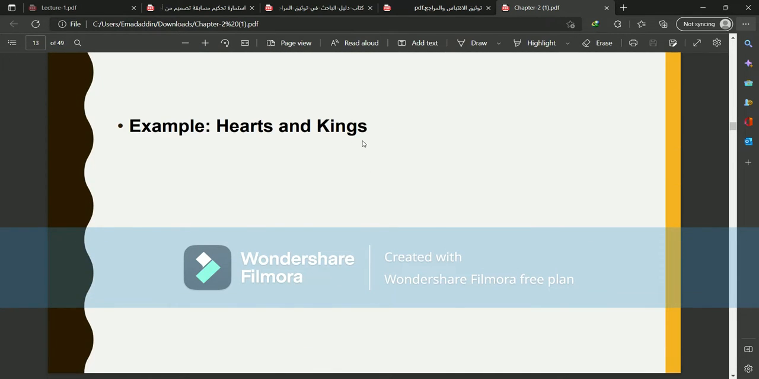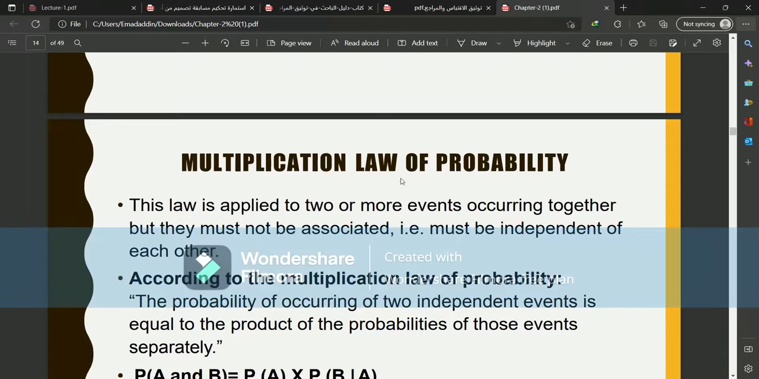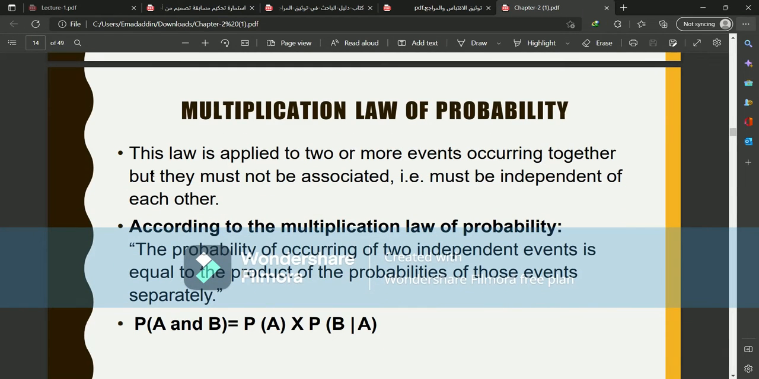Example, hearts and king. The multiplication law of probability. This law is applied to two or more events occurring together, but they must not be associated. They must be independent of each other, which means they have to be separate from each other.